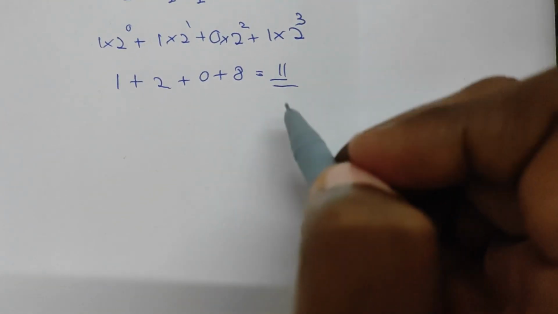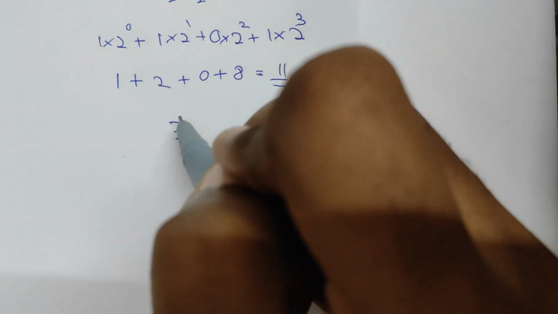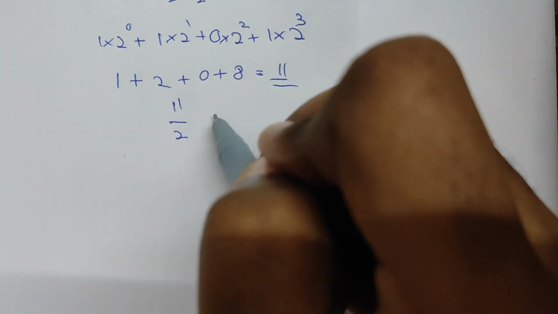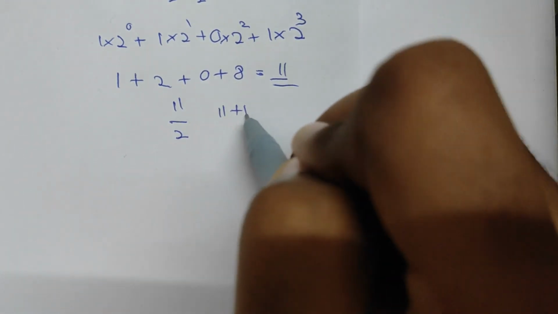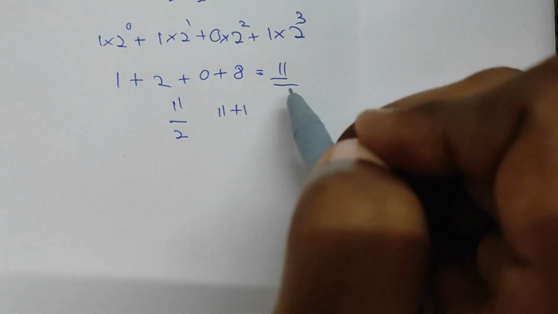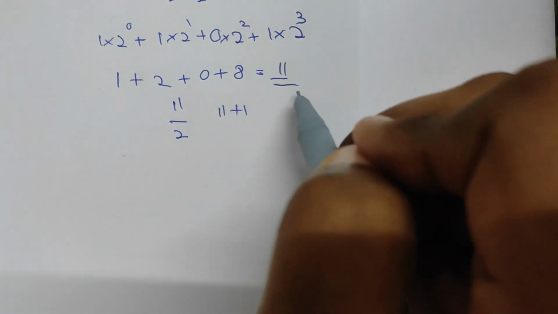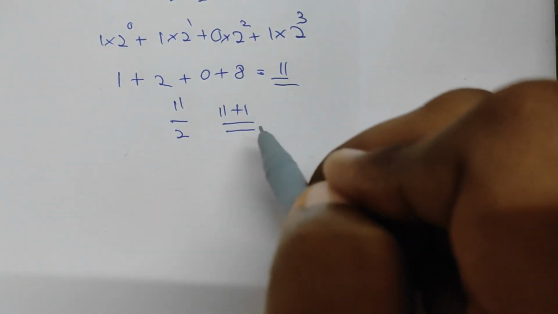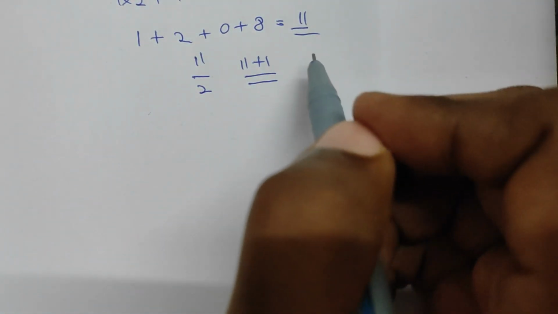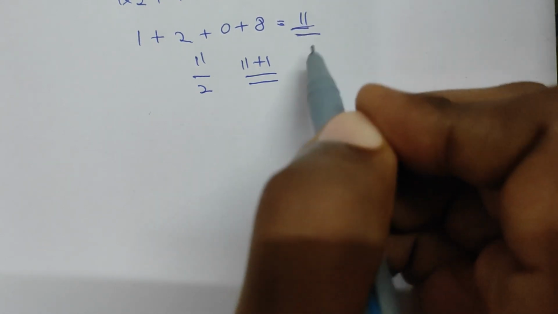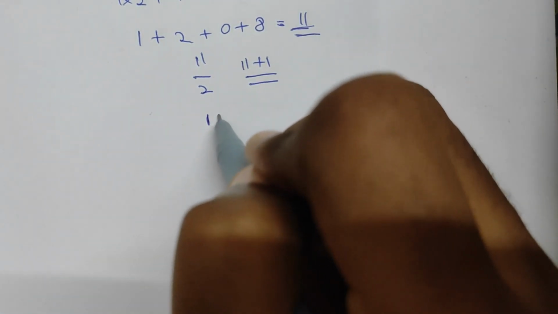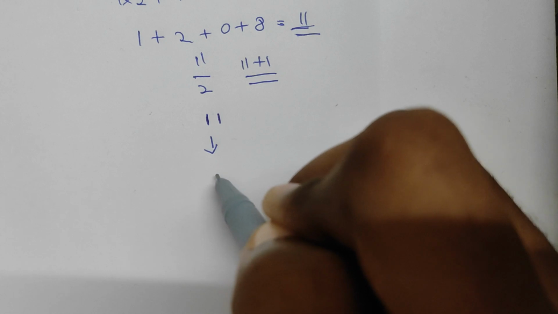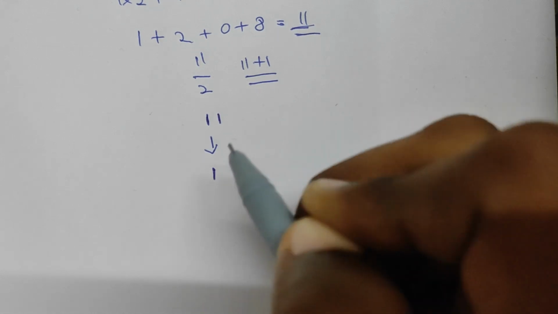So in each operation we can divide 11 by 2, or we can add 1 to 11. And we can only divide by 2 if it's an even number, and we can only add 1 if it's an odd number. So our objective is to convert this particular 11 into 1. We have to use some number of moves and convert this 11 into 1.